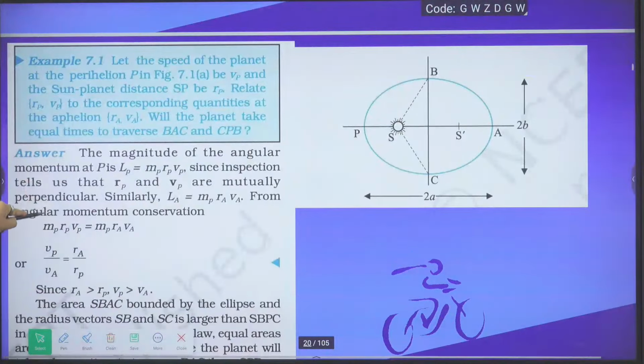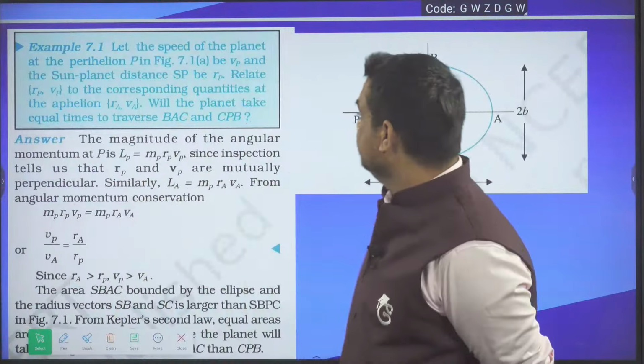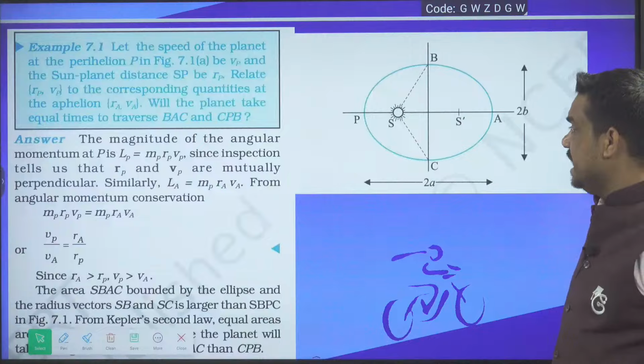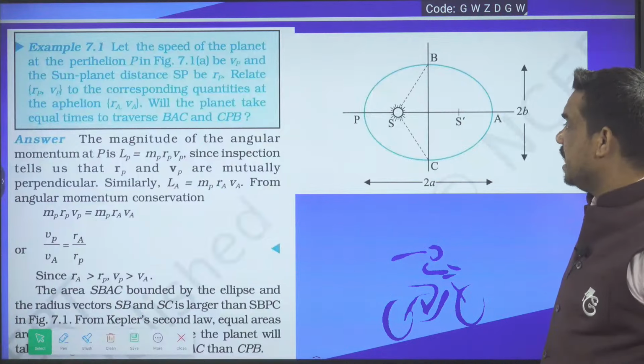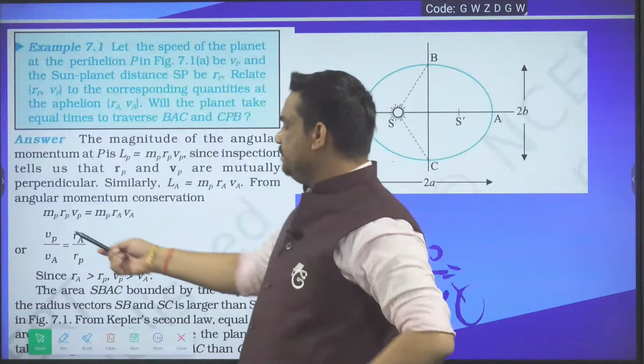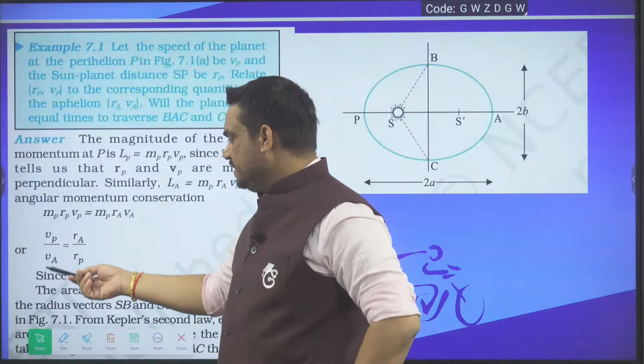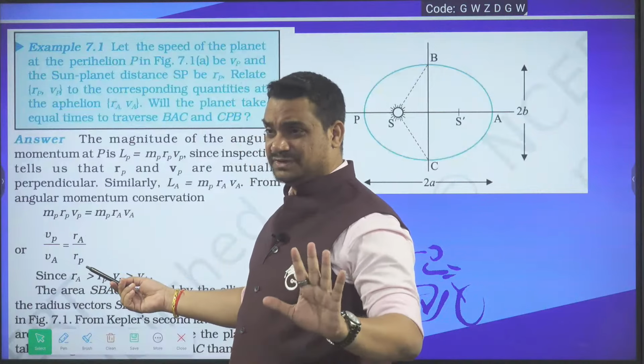First of all, this question comes here. Let the speed of the planet at the perihelion be VP, and relate the RP to the VP. We already know that MP RP VP equals MP RA VA. Mass will be cancelled, so VP by VA equals RA by RP. This is the first part, which we already know.